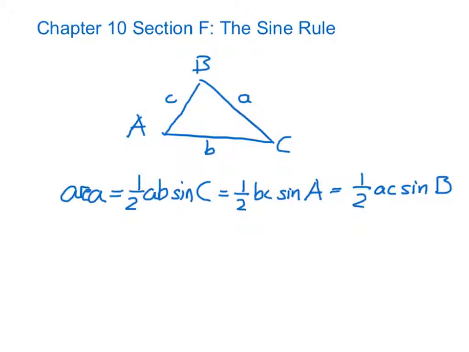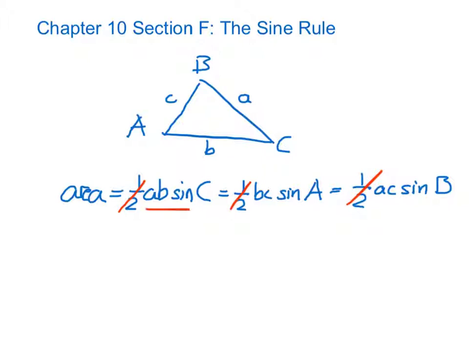One is 1/2 ab sine C, the other is 1/2 bc sine A, and the other is 1/2 ac sine B. Now these will all get me the same area, but notice how I have them written side by side and equal to each other. We quickly notice that the 1/2s can go away.